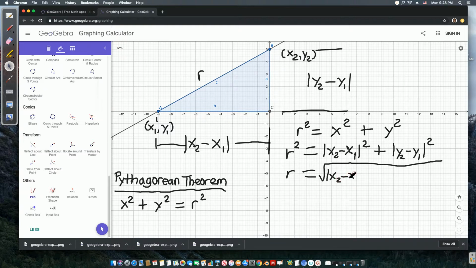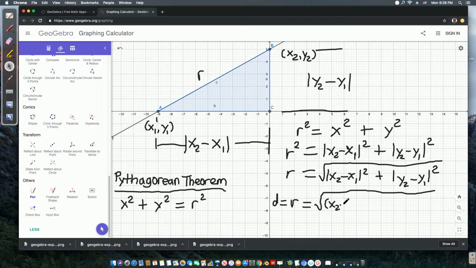Minus x1, and that's squared, plus y2 minus y1, and that's squared. And then to simplify it, we know that r represents the d, so it's d equals r. And let's simplify what's under the radical sign. And these are really just parentheses, and this represents the distance formula.